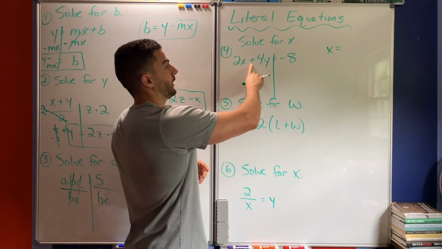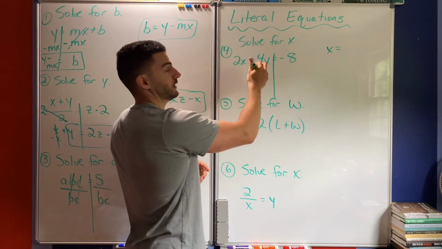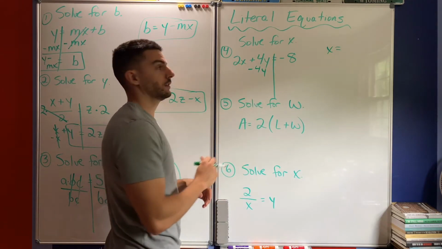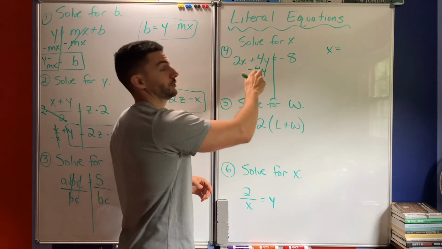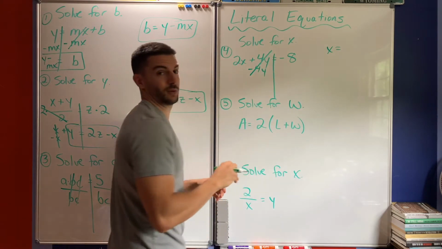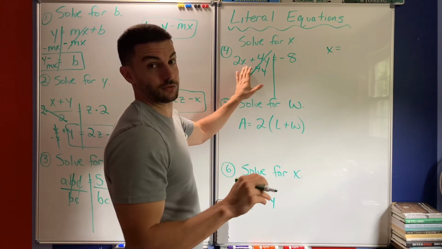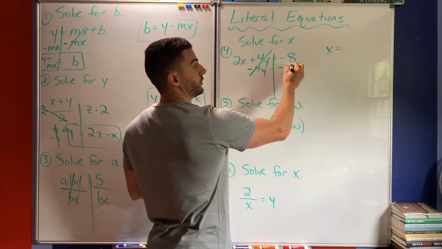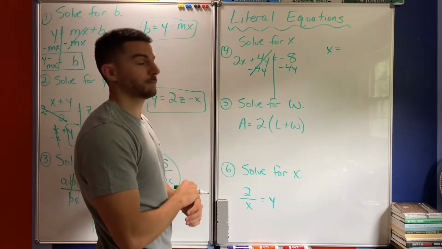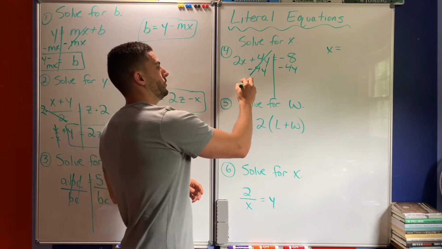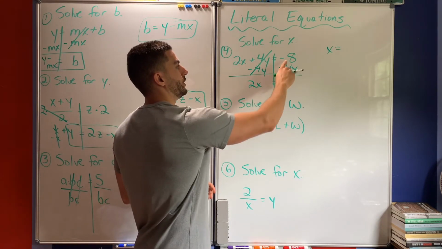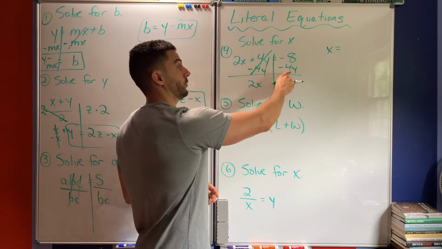So this plus 4y, I can cancel with a minus 4y, okay? 4y minus 4y is 0y. That's canceled. I don't want any part of that term over here because I just want x over here. And so that's all canceled now, okay? As long as I do the same thing to the other side, okay? And so when I do that, I'm left with 2x equals negative 8 minus 4y.